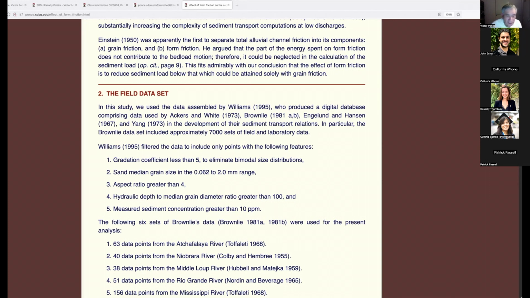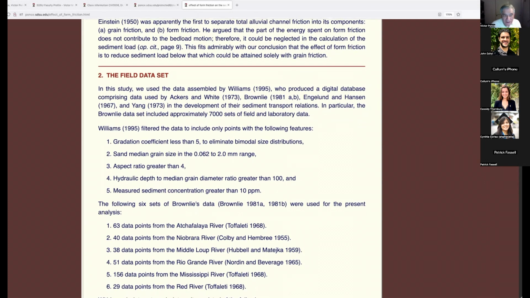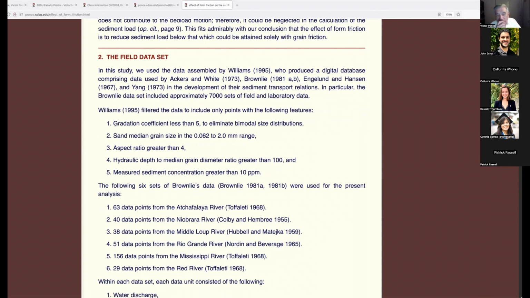Williams filtered the data to include only points with the following features: gradation coefficient less than 5, sand median grain sizes in the 0.06 to 2 millimeter range, aspect ratio greater than 4. Aspect ratio is the width to depth ratio of the channel. He wanted to be not hydraulically wide.